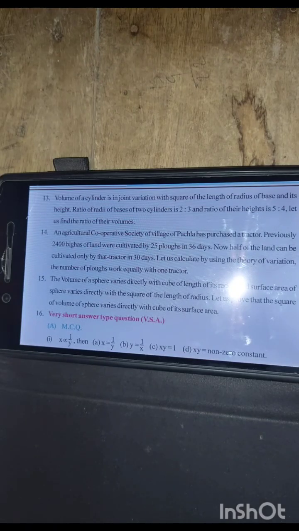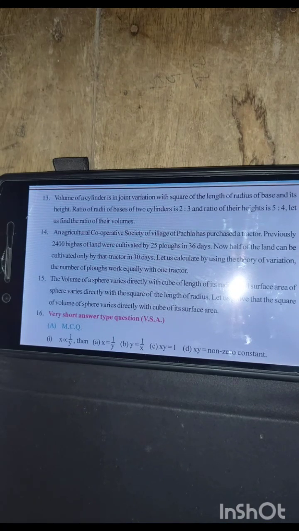Let us now solve question number 13. Question number 13 says volume of a cylinder is in a joint variation with square of the length of its radius of base and its height.